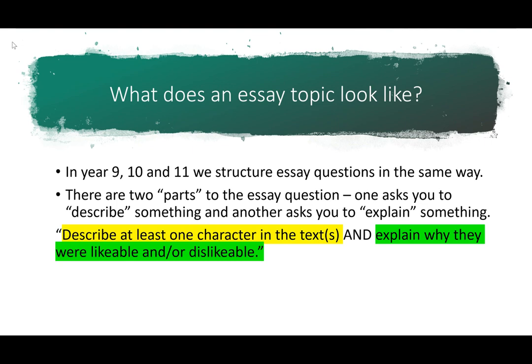So you'll see there in the yellow that there is 1 part of the question and the green is the second part. I've just done that with colour to make it a little bit clearer for you. So there are 2 parts to the question. You're being asked to do 1 thing and then explain 1 thing. So you're going to describe the character, so the marker knows who you're talking about, and then you're going to explain why they're likable or dislikable. And that's your argument, is the explanation part.